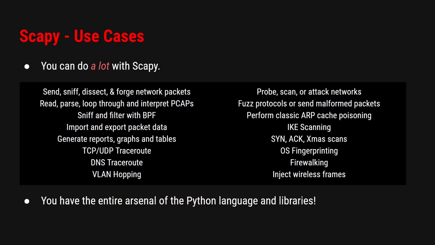And then maybe we could turn it into more of the offensive side. We could probe or scan or attack networks, fuzz specific aspects of a protocol, or send malformed packets. And we could do crazy tricks like ARP poisoning, or do some specific kinds of scans, etc. The benefit behind all of this, and this is what makes it so awesome, is that it can all be automated and you can write it and you have that fine-tuned control all within Python. You have the entire arsenal of the Python language and libraries, modules, other tools that you can use.